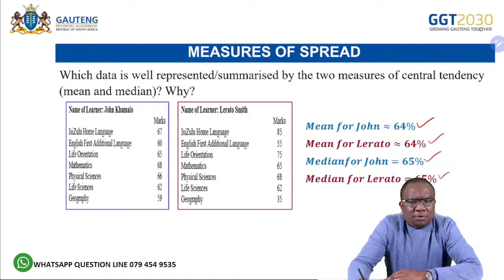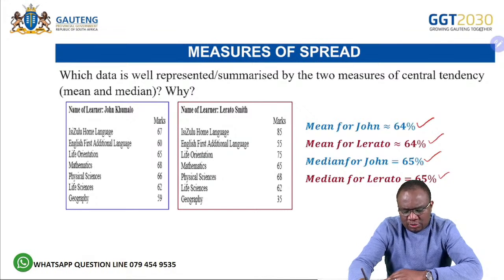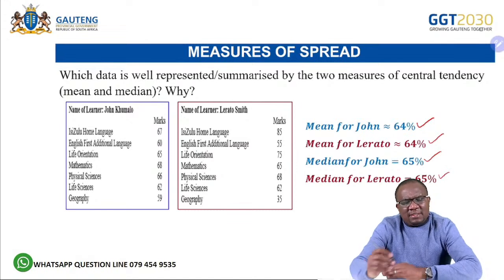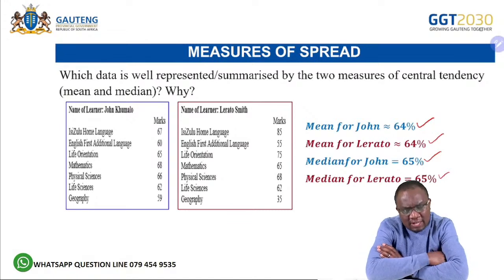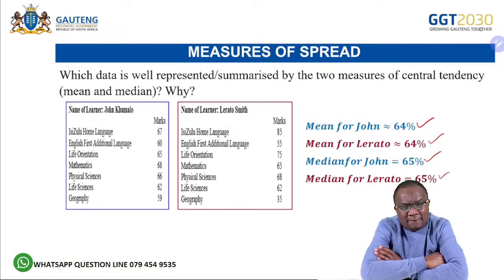Right, so according to the measures of central tendency, John and Lerato performed in the same way. Do you see that? Because the mean is 64% and the median is 65% for both. But are these measures of central tendency enough for us to say that this data is represented well? Can you really say that?